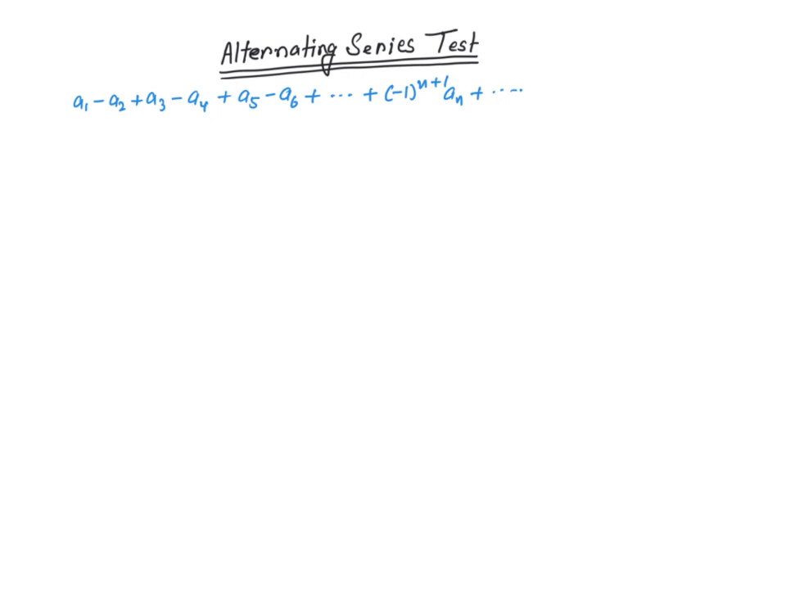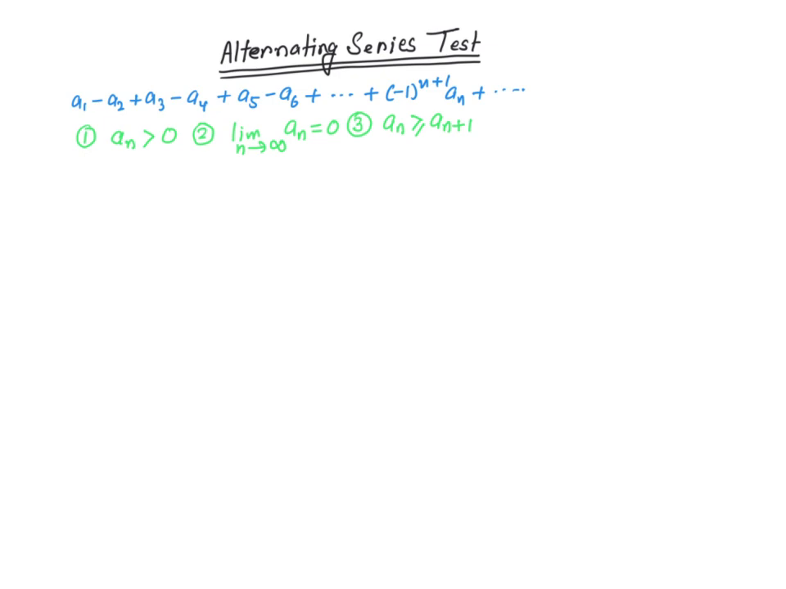Okay, so first, let's go ahead and use a different color. So, number one, each of these terms, a_n, is positive, meaning greater than 0. Number two, the limit as n approaches infinity of a_n is equal to 0. Number three, a sub n is greater than or equal to a sub n plus 1.